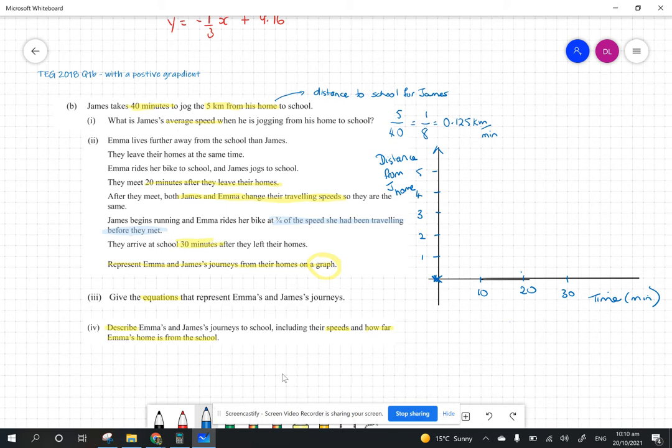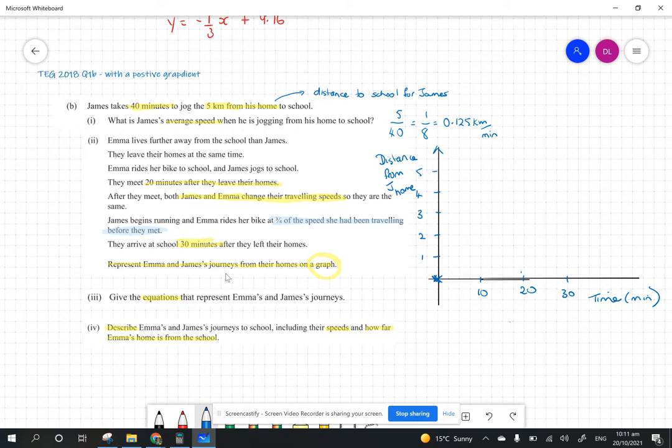Okay, so I'm not going to do the first one. The speed that James is running when he jogs is 0.125 kilometers per minute. You can pause and just check that and work that one out yourself. The important part here is that the distance from school works out to be 5 kilometers.